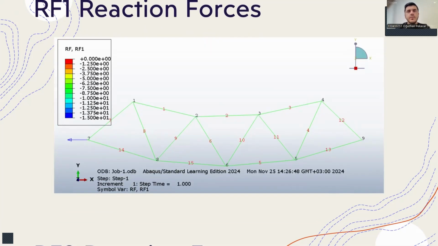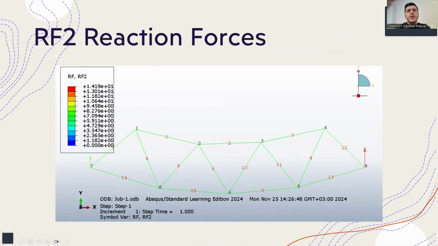Now I will talk about the RF2 reaction force. This slide depicts the RF2 reaction force in the Y direction for the analyzed truss structure. The color gradient on the left indicates the force magnitude at the various support nodes, with red representing the largest force and blue representing zero or minimal force.